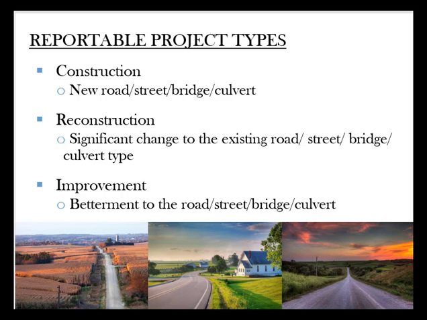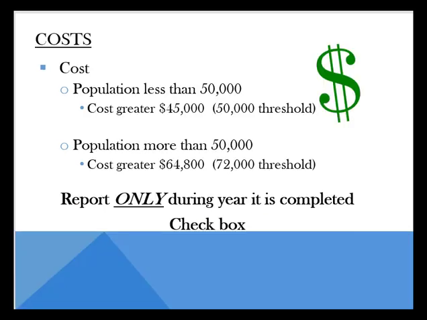Once a project that you have completed in your city has qualified under those definitions, you need to consider its cost. If you are a city with a population of 50,000 or less, then the 2020 bid threshold was $50,000. 90% of that is $45,000. If your project was a construction, reconstruction, or improvement project that cost over $45,000 and was completed during the fiscal year FY20, then it needs to be entered on this report.